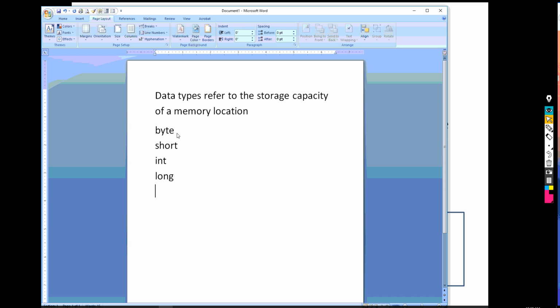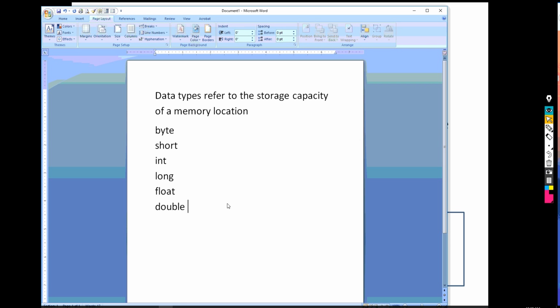Then we come to the float, the floating point data types, which are decimals. The first one is a float, which is a decimal, and it stores more than a long, int, short, and byte. And then the largest one is the double, which can store longer decimals, and it has the biggest storage capacity of all of these.